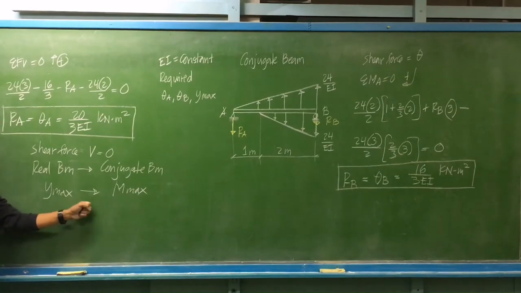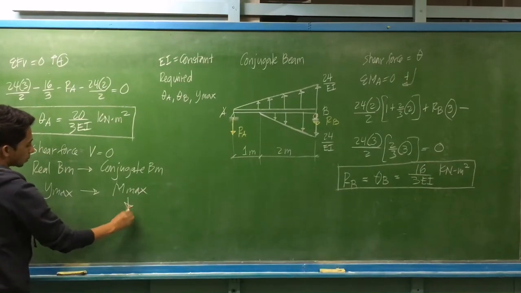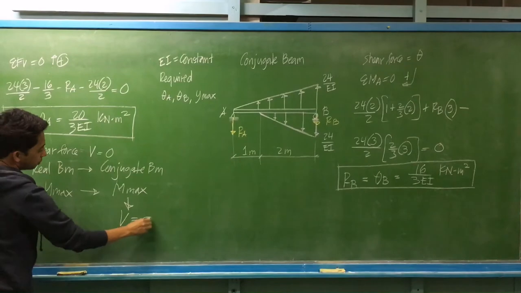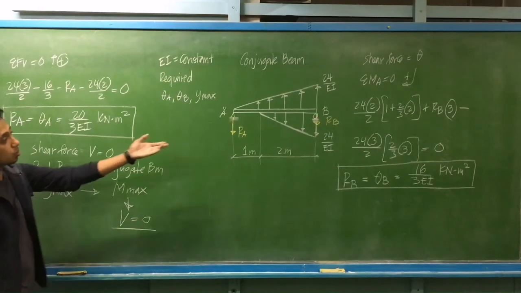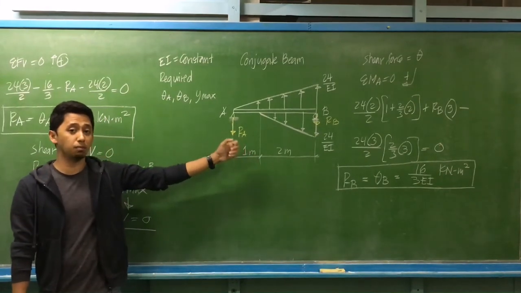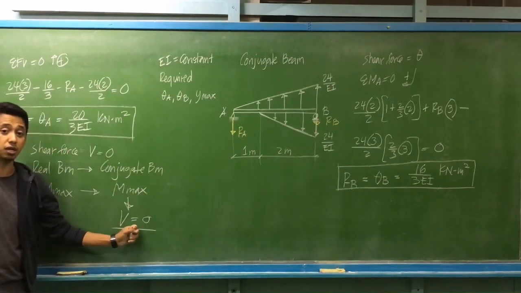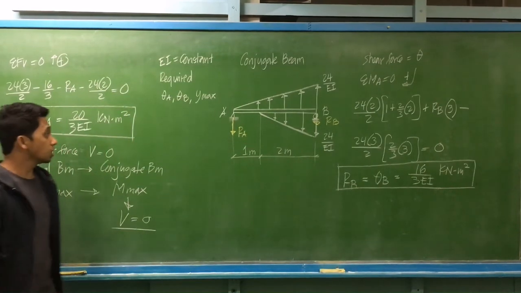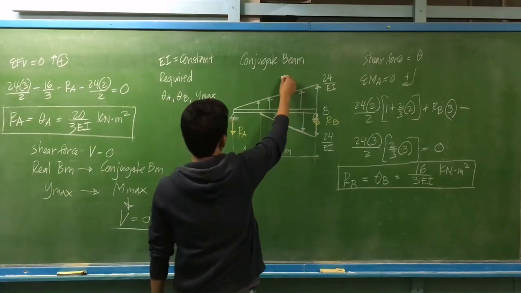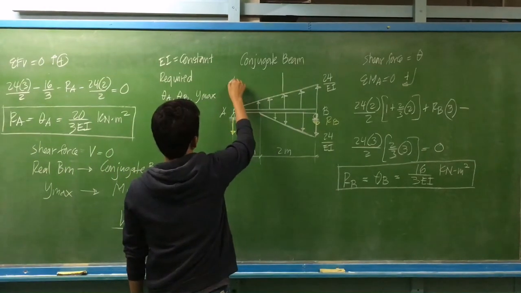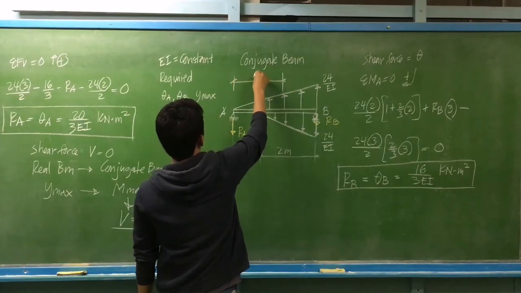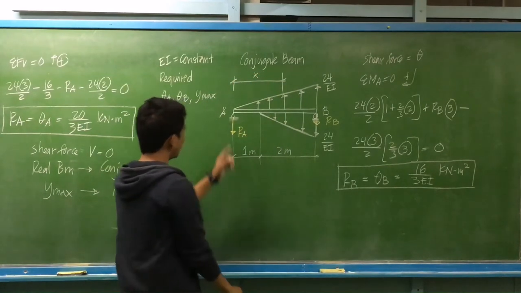So saan matatagpuan yung maximum moment? That is on the point wherein shear is equal to 0. So let us locate saan kayo matatagpuan yung maximum moment on this beam wherein that's the same as the shear is equal to 0. So we may cut this beam at a distance, okay, at a distance x from A.